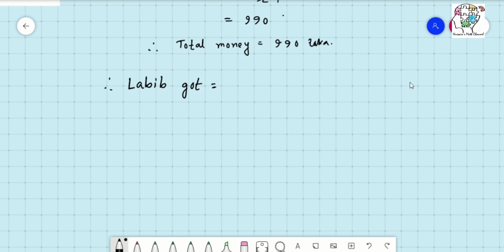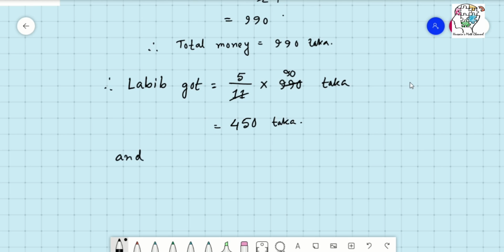so what amount of money did Labib get? At first Labib's portion and then the total of the 3 quantities and then times the total money. So this is the amount of Labib's. So here 11 divided into 990 should be 90. So the amount of Labib will be 5 nines are 45, 450 taka. This is the amount of Labib's money.